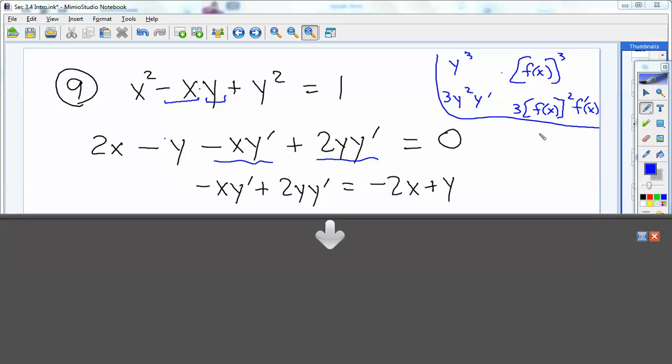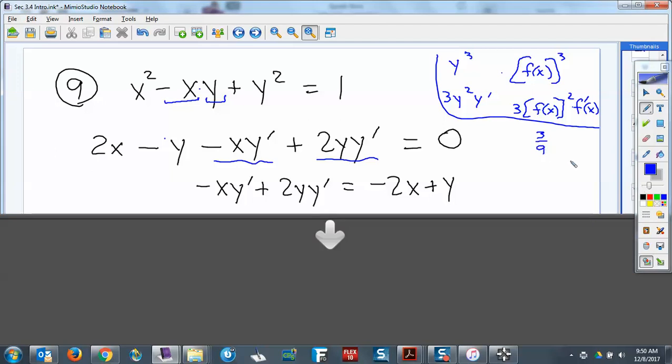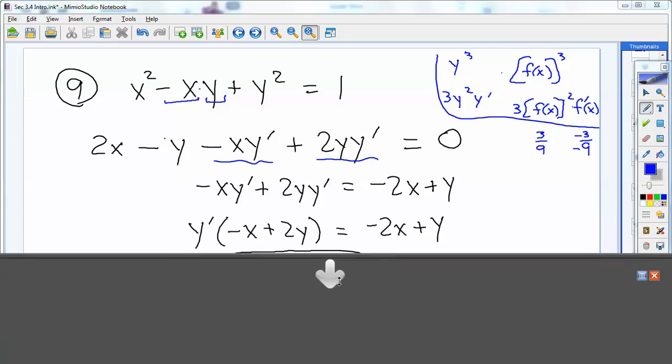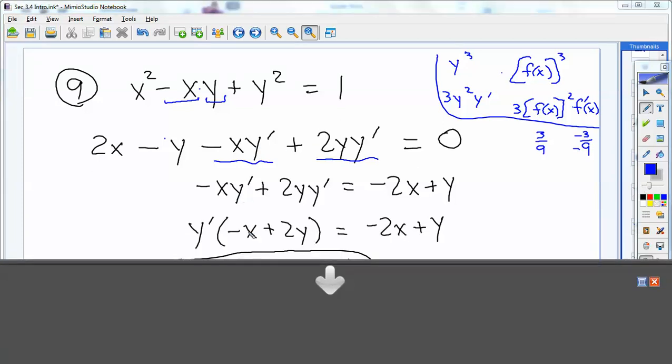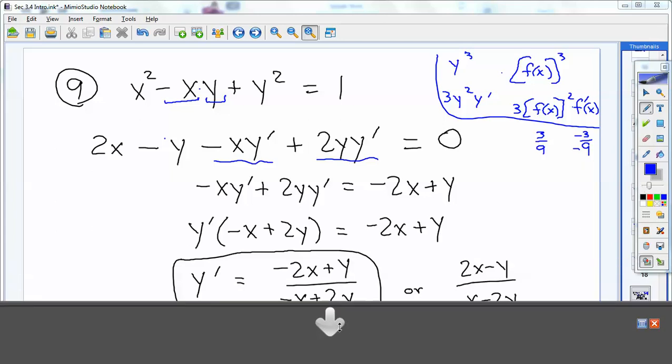The only difference will be, instead of getting like 3/9, well, you're going to have x's and y's, but this is just to give you what would happen. You'll get negative 3 over negative 9. You'll get the same thing. It'll just look different, right? But they're equivalent. Okay, so anyway, we keep the y primes on one side. We factor out a y prime, and then we divide by that quantity over there.